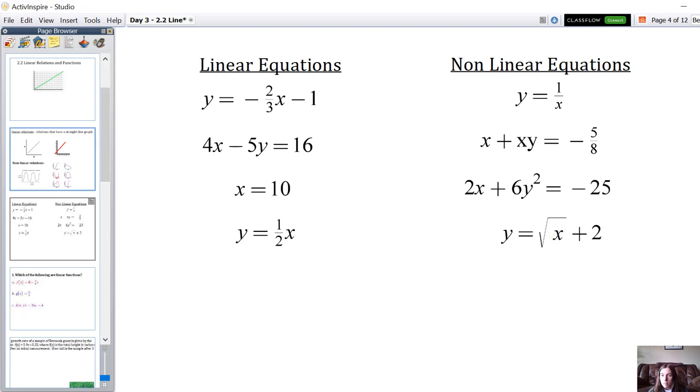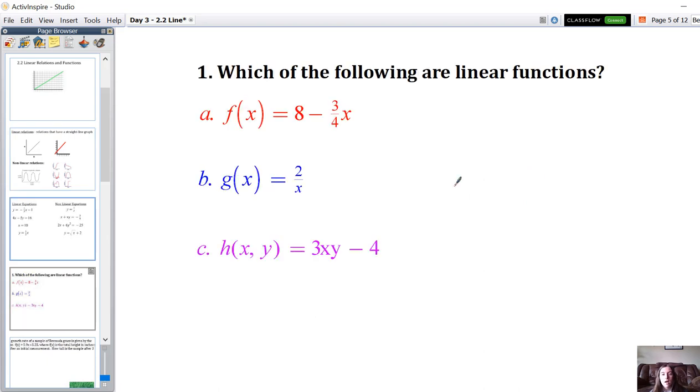So, a little pop quiz. Which of the following are linear functions? We have f of x equals 8 minus 3 over 4x, g of x equals 2 over x, and h of xy equals 3xy minus 4.